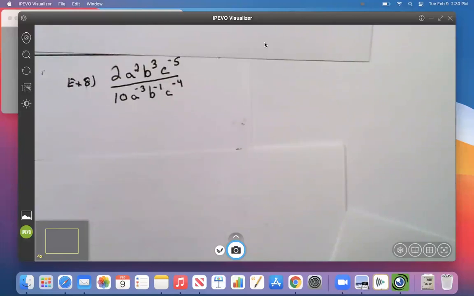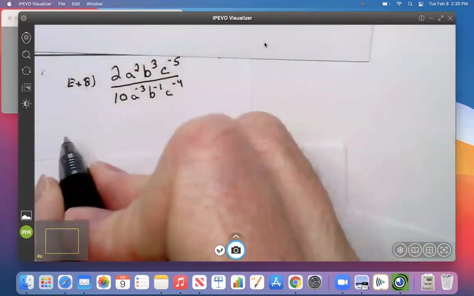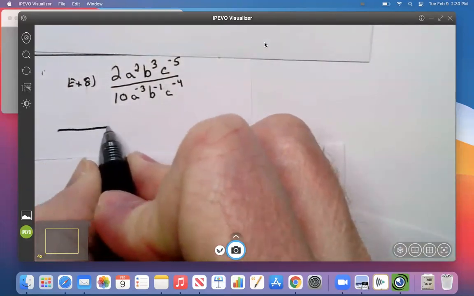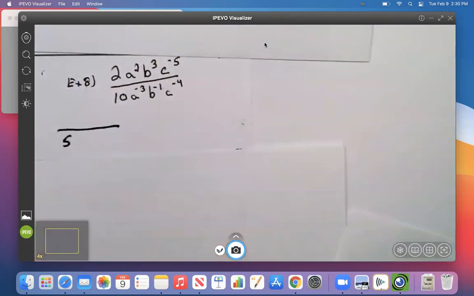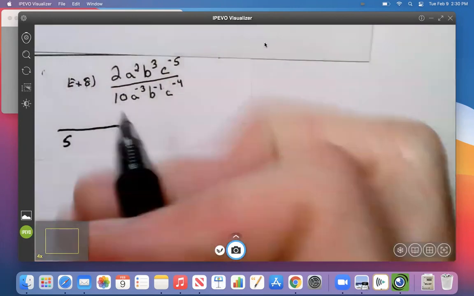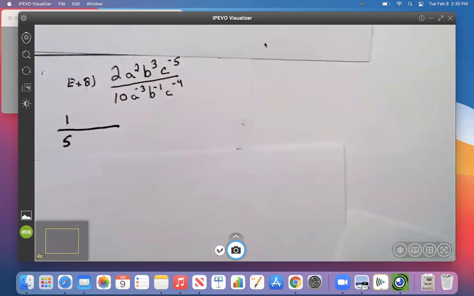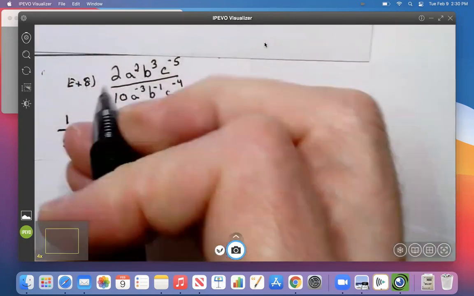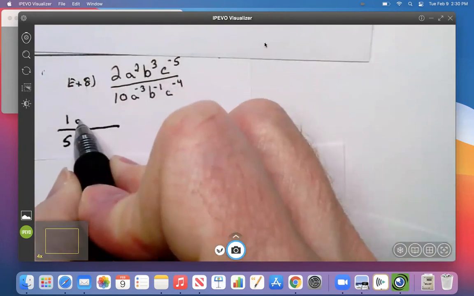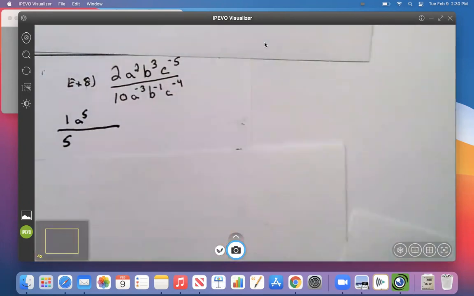Here I have 4 things, coefficients, a's, b's, and c's. On the coefficient, 2/10 simplifies to 1/5. I don't have to write the understood 1 up there until I know it's the only thing there, but I know this is going to take me 2 steps, so I'm going to go ahead and write it. On the a's, I got a negative 3 on the bottom. I'm going to move up top and add it to the 2 that's already there. That gives me a to the 5th.